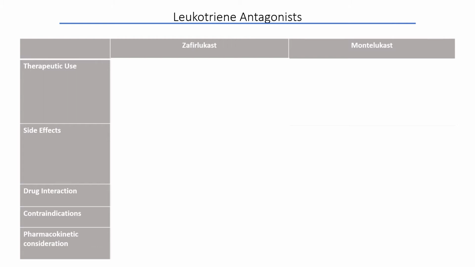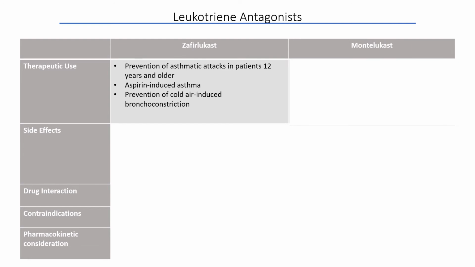Zafirlukast and montelukast are not rescue medications, meaning that they are not used during an acute asthma attack because they do not act quickly enough. Zafirlukast is used as prevention of asthma attack. It is effective in aspirin-induced asthma that is caused by overproduction of leukotrienes resulting from the inhibition of prostaglandin synthesis by aspirin. Additionally, zafirlukast is also effective in prevention of cold air-induced bronchoconstriction.